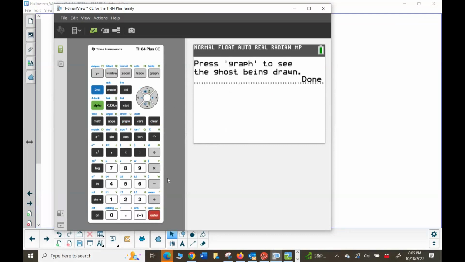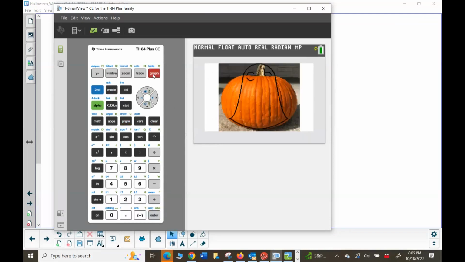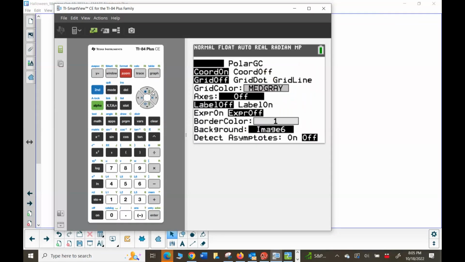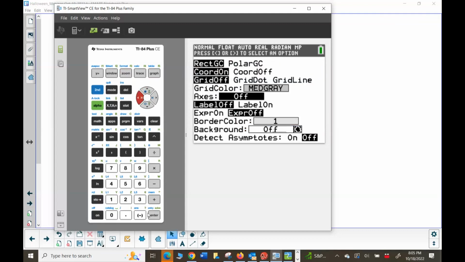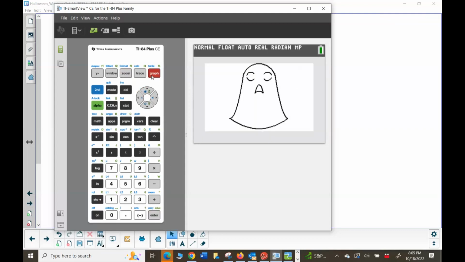And it says press the graph key to see the ghost being drawn. So I'll go ahead and press graph. Oops, and I forgot I had a pumpkin back there. Sorry about that. Let me take that pumpkin away. We'll bring that pumpkin back and press graph. And then that was showing it function by function.